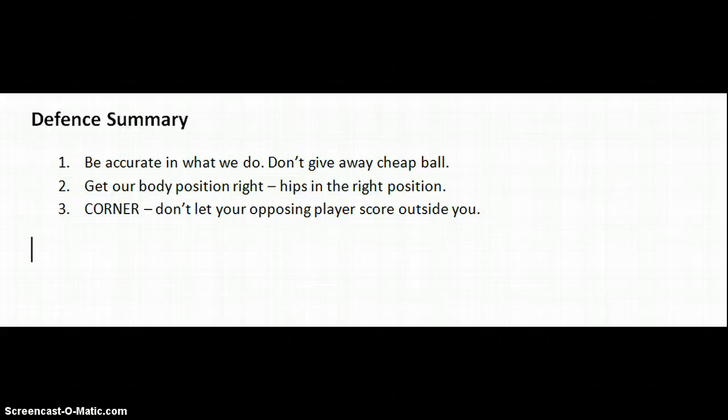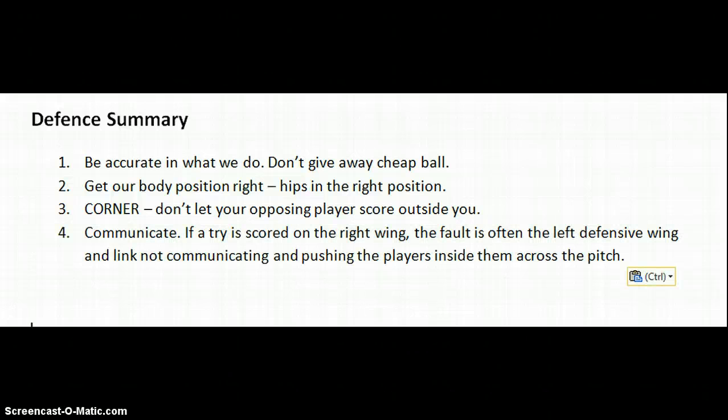3, okay, corner, always corner. If you're link, don't let your link get outside you. If you're wing, don't let your wing get outside you. Always push them back in across the pitch. And number 4, okay, communicate. There's a saying in touch, the 40s talk about it all the time. If a try is scored on the right wing, the fault is from the left wing, between the left defensive wing and the defensive link. They're not communicating, screaming at the players inside and pushing them across the pitch to stop that try.